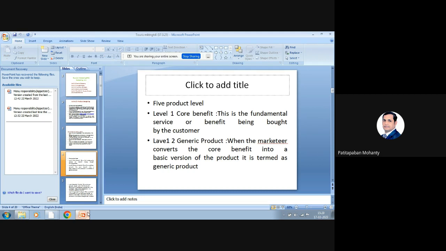Or when the customer consumes that product, he gets more of the generic advantages from the product than the basic or fundamental. So that is called the generic product.